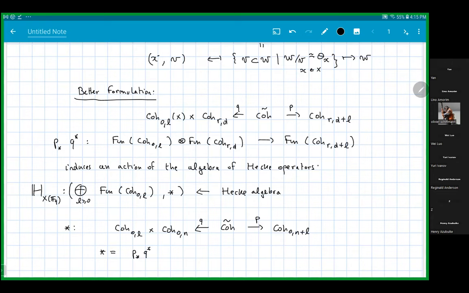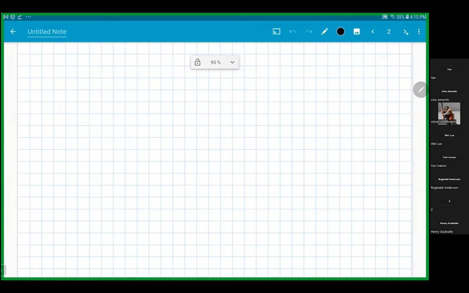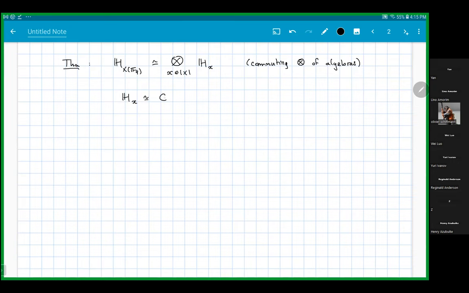Okay, so as Jan observed, this is a very classical result. I don't know who it's due to, it's an old one. It tells you that this algebra decomposes as a commuting tensor product over all closed points of X of, let's say, H_x, a commuting tensor product of algebras. And moreover, H_x is isomorphic to, there are many ways to see it, but let me just say it's a polynomial algebra in infinitely many variables. So a commuting polynomial algebra.